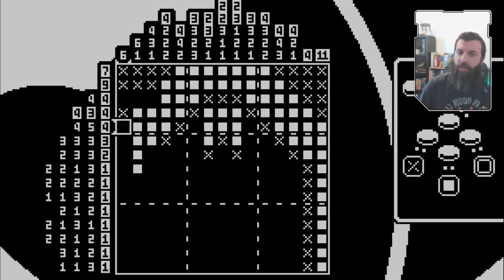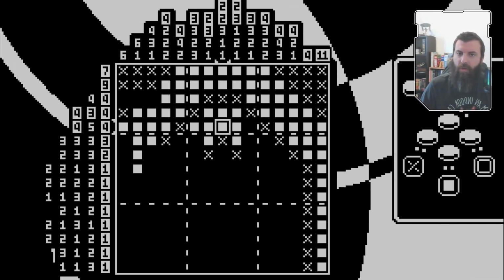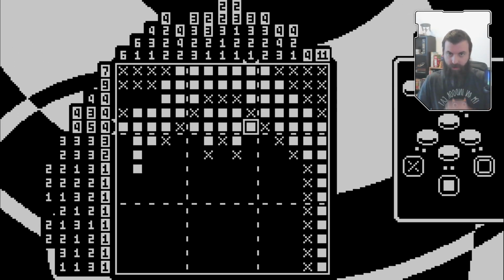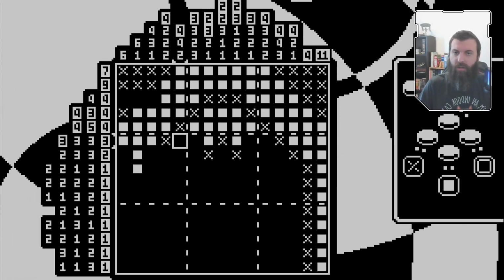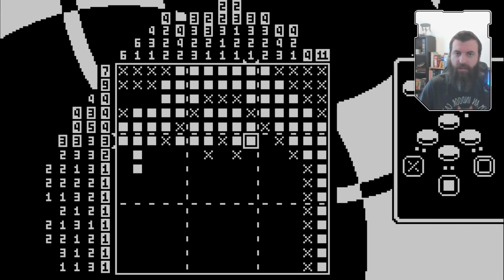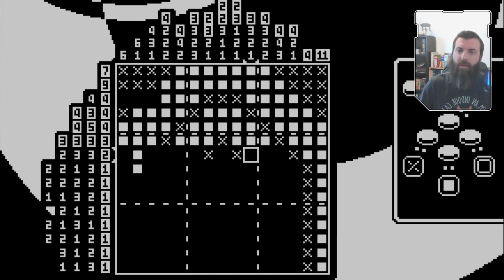We can look at this row and say, 4, 5, 4. That actually only had one possible solution. It's gonna have to go like this. Get this horizontal 3, that has to go like that. The next one has to go like this, and this one has to go like this. Only one solution for that row.